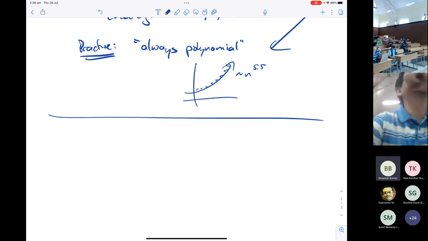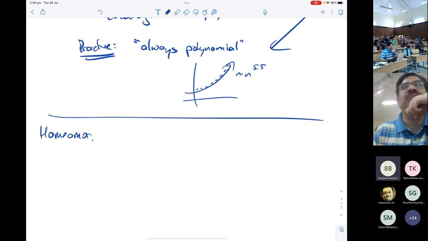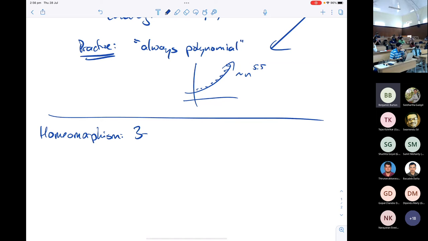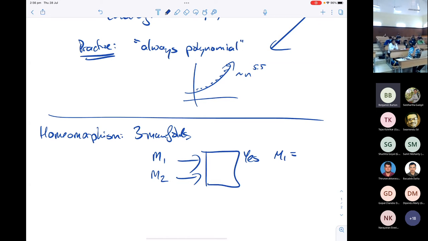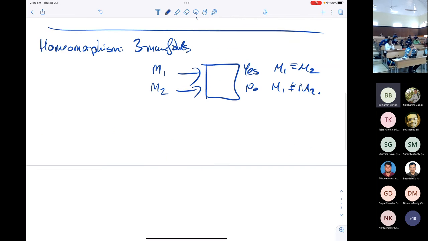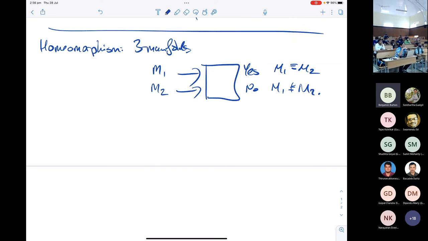Another example is the homeomorphism problem for three-manifolds. This is where you're looking for a program which takes as input a pair of manifolds, M1 and M2, and it outputs either yes, according to whether these two manifolds are homeomorphic, or no, according to whether they're not. So this problem didn't even have an algorithm until this millennium, because the algorithm relies on the geometrization conjecture, which is now the geometrization theorem. So since Perelman in 2002, 2003, we now have an algorithm to solve this problem.